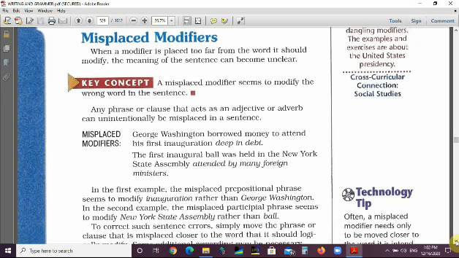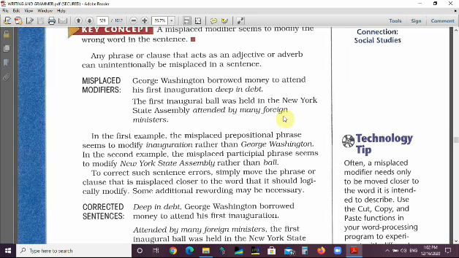Here in the first example, the misplaced prepositional phrase seems to modify inauguration rather than George Washington, as if the inauguration itself is in debt, and this is not logical. In the second example, the misplaced participial phrase, attended by many foreign ministers, seems to modify New York State Assembly rather than ball. A ball is a party where people can drink, eat, and dance. To correct such sentence errors, simply move the misplaced phrase or clause closer to the word that it should logically modify. Some additional rewording may be necessary.